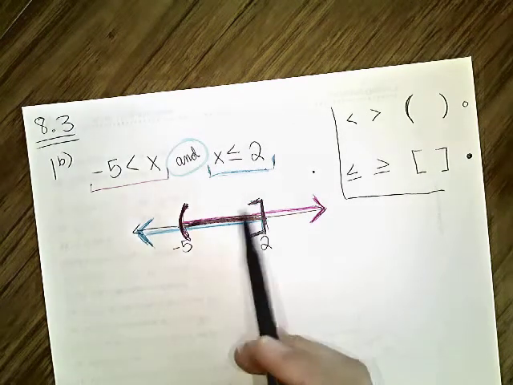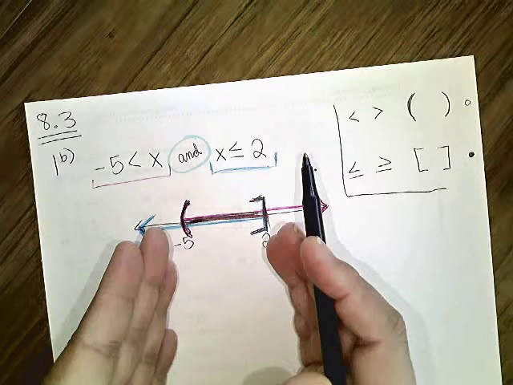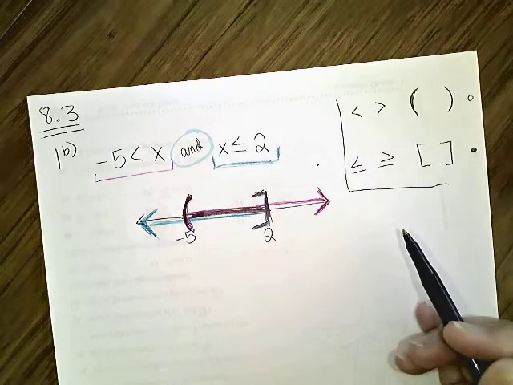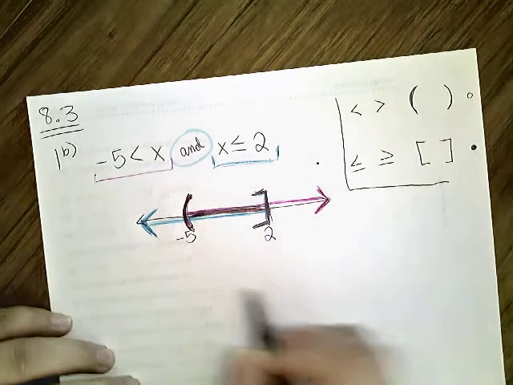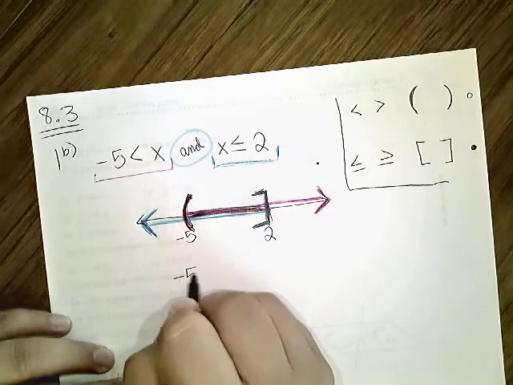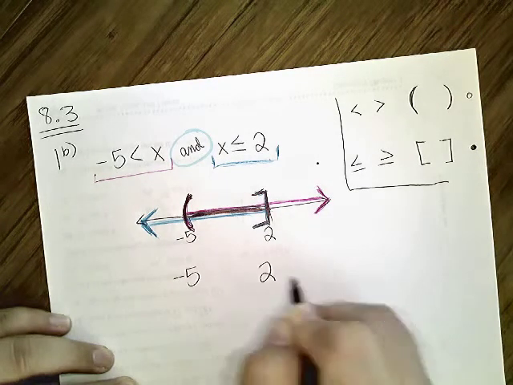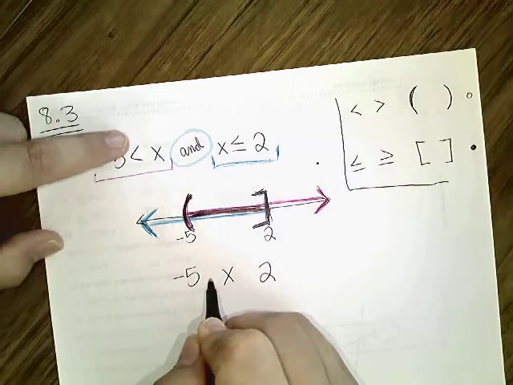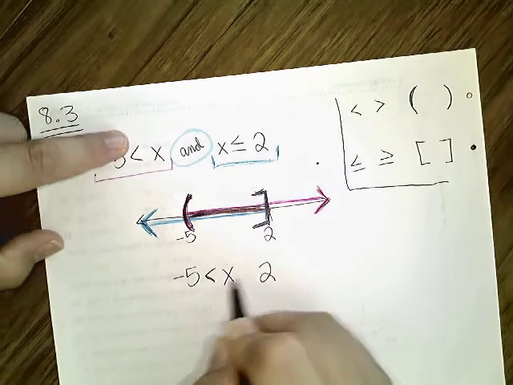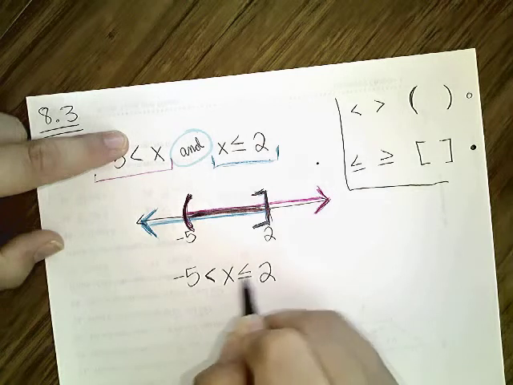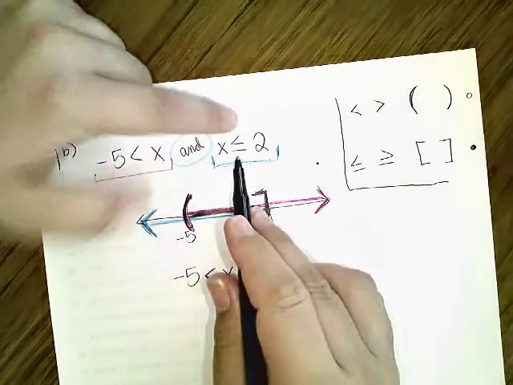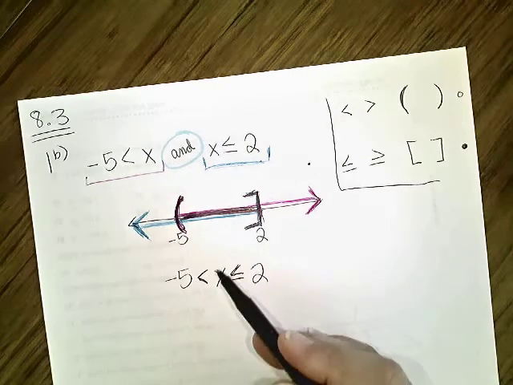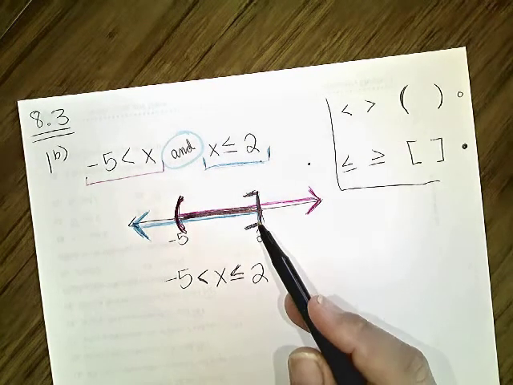Now another way to represent this, because there's this overlap, is we can actually represent it using a three-part inequality. A three-part inequality is just saying your lower boundary, here -5, your upper boundary, 2, and you're comparing x in the middle. Next to the 5 we have less than, and between the x and the 2 we have less than or equal to. So this is another way to represent this. When we see a three-part inequality, we know that we're only going to be shading in the center.